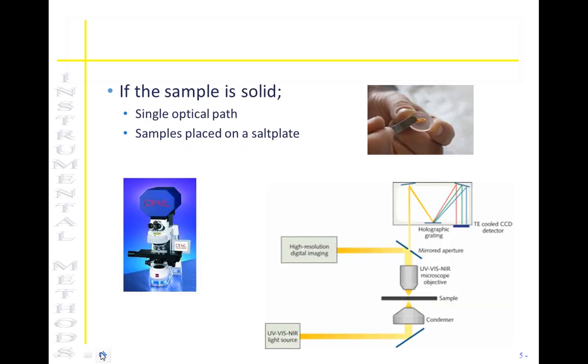If the sample is a solid sample, a single optical path is used, and the samples may either be placed on a salt plate, and then a background is taken and subtracted from the sample itself.